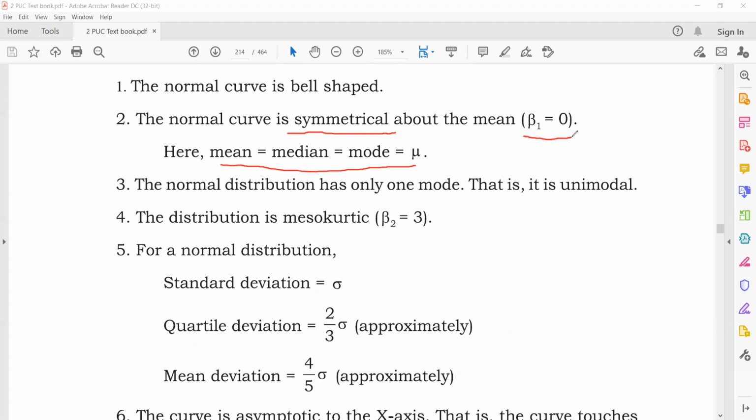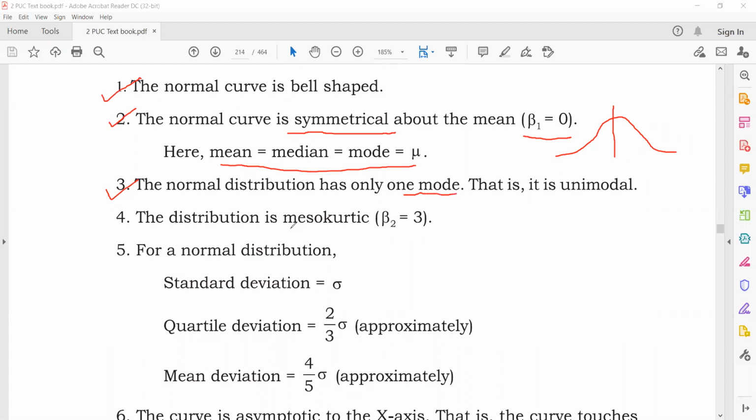Beta 1 is called the measure of skewness. Therefore, we say measure of skewness is equal to 0. So that is very easily understood just by looking into the shape. Since the shape is bell shaped, both the tails are equally stretched and half of the curve is exactly the mirror image of the other. Therefore, this happens for all normal distributions. It has only one mode, therefore it is called unimodal.